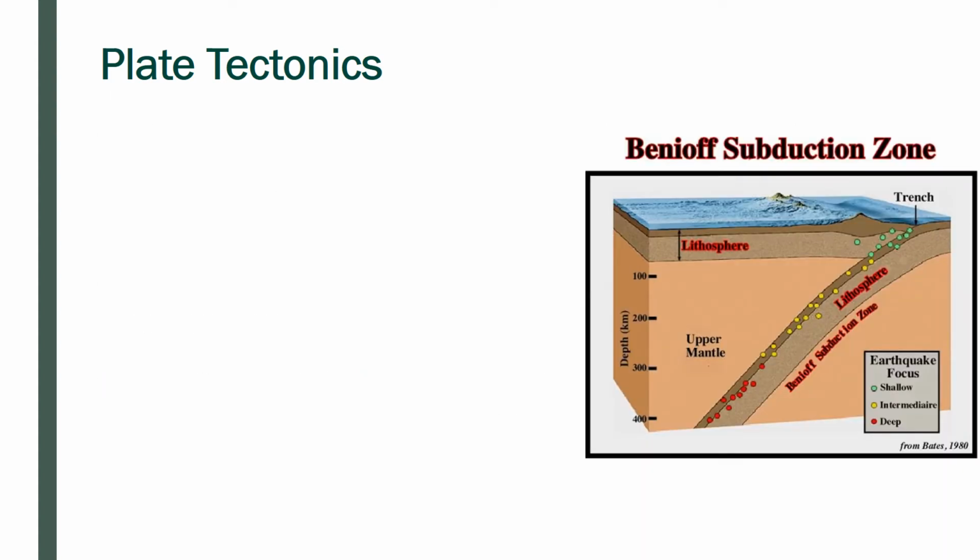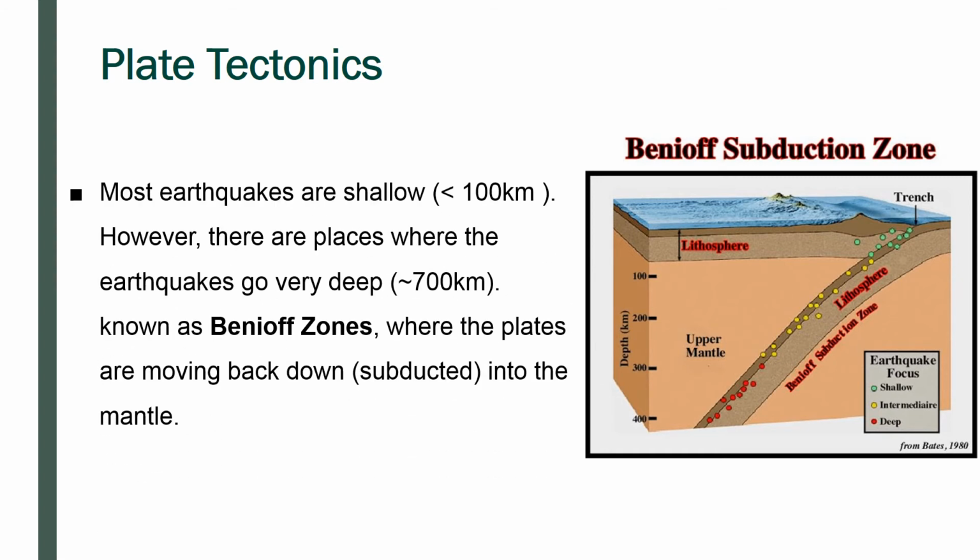Here you can see the subduction zone, where the oceanic crust sinks underneath another oceanic or a continental crust, and you can tell that most earthquakes are shallow, less than 100 kilometers in depth. However, in some places the earthquakes go very deep, like 700 kilometers; we call them subduction zones, where the plates are moving back down, or subducted, into the mantle.